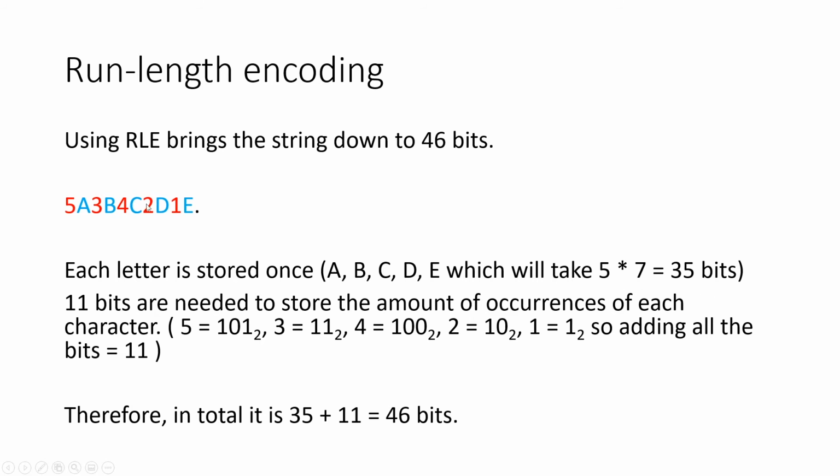That's 35 bits. And then in binary, you need to represent each of those numbers in binary and add up the number of bits it takes you to do that, which is 11. So there's 46 bits. So if you think you had 105 before and now you've got it down to 46, you've saved an awful lot of space.